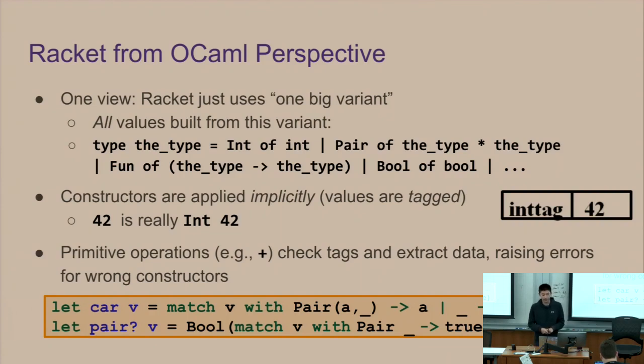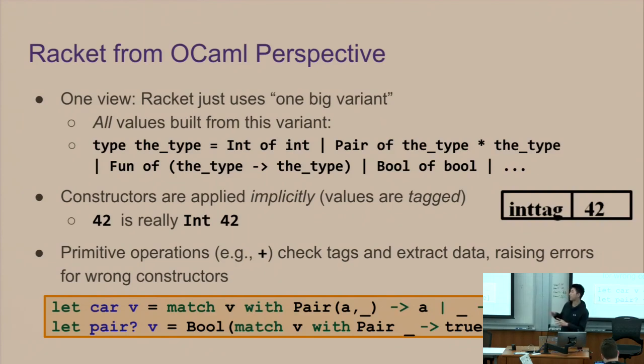What constructors are actually doing there is they're just applied implicitly. Imagine in the Racket code you read 42. The OCaml person can just think of this as tagging the constructor integer to this 42, as this int tag is doing. What's the point of doing this? The point is that for our OCaml code to run, it needs to make sure that all the values in this program are kind of closed under this type.